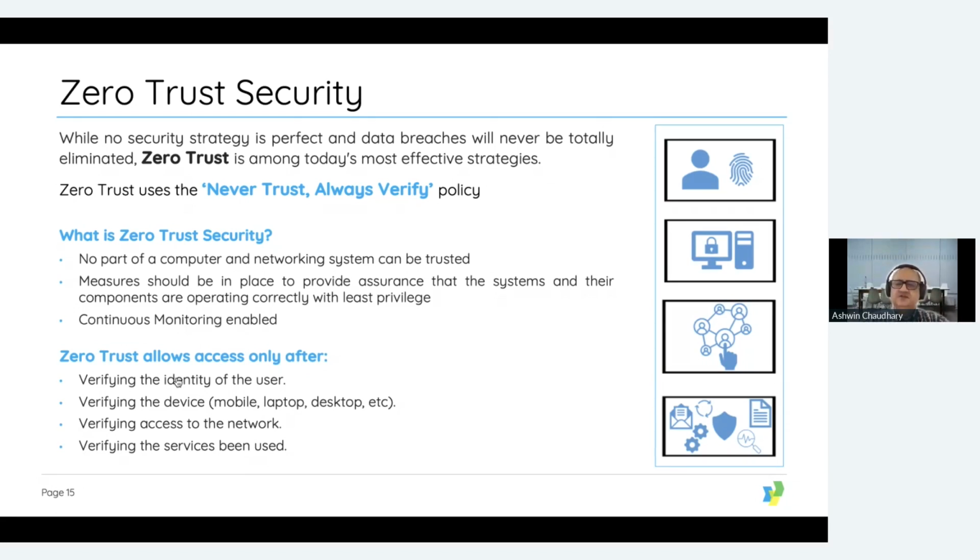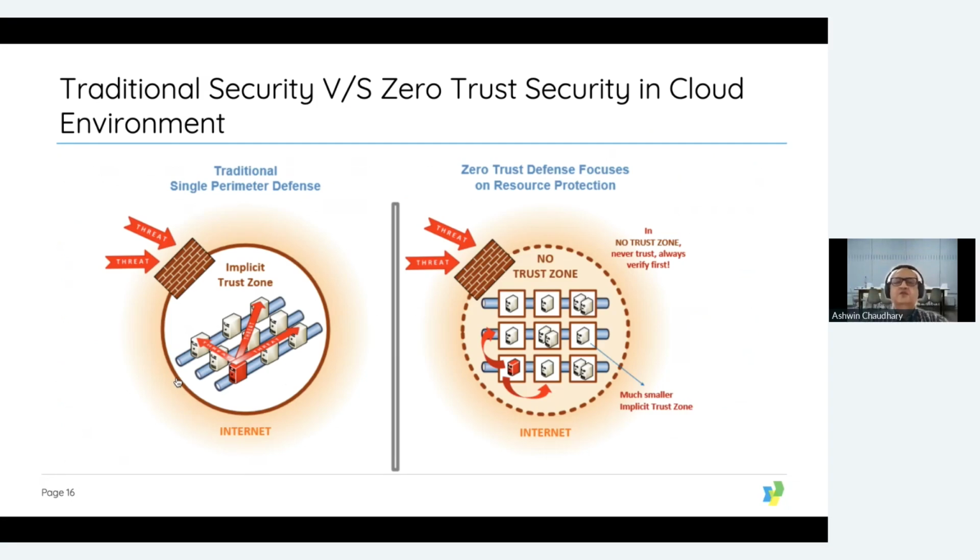So just to distinguish, traditionally we have a perimeter defense zone where we have one implicit trust zone, right? Say maybe we used to have a firewall, right? And within the firewall, if we have a LAN, everybody in the LAN is in a trusted zone, and everybody outside the firewall is in a non-trust zone. So the concept in zero trust security is something different. We do not trust anybody.